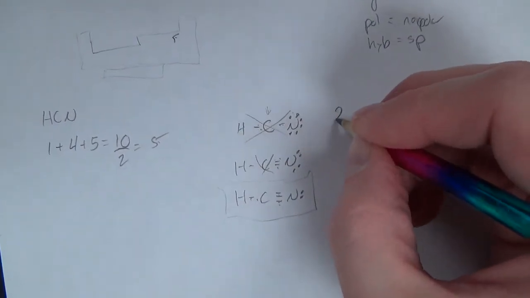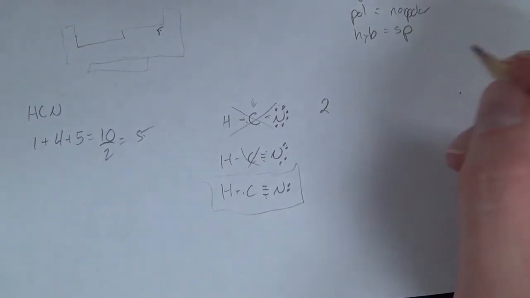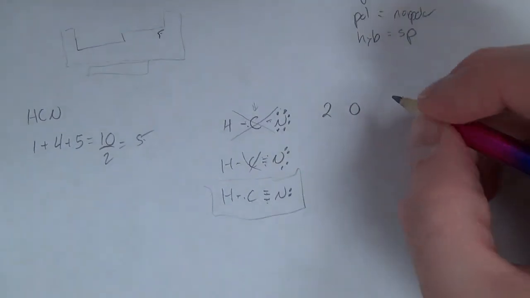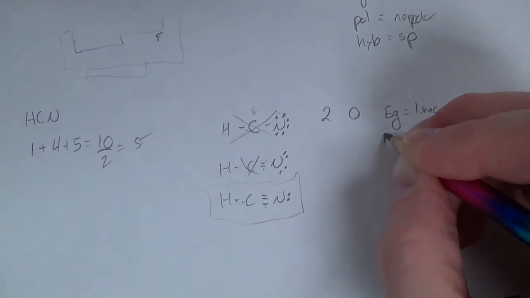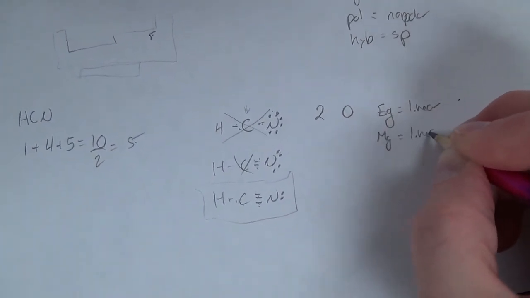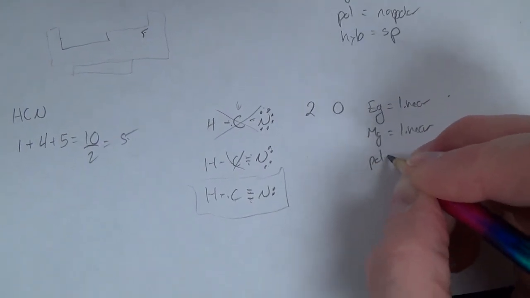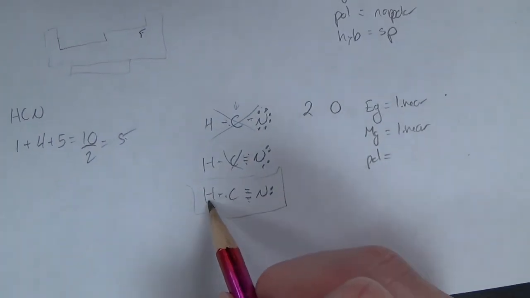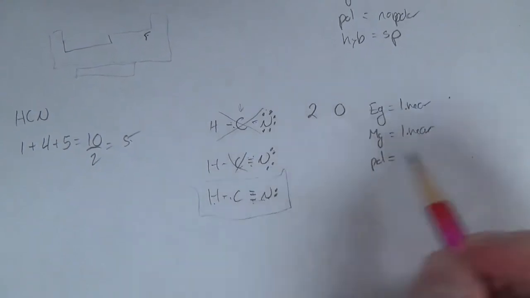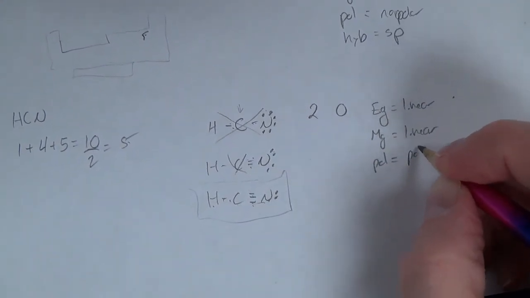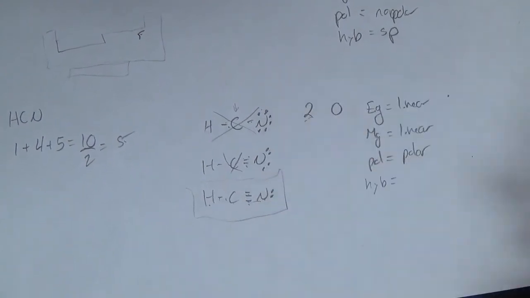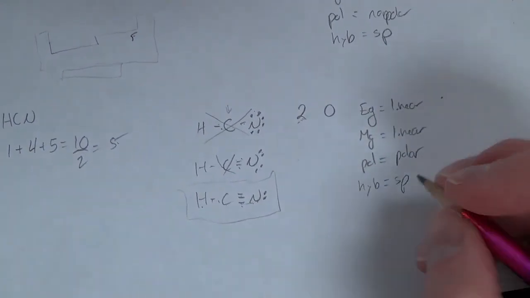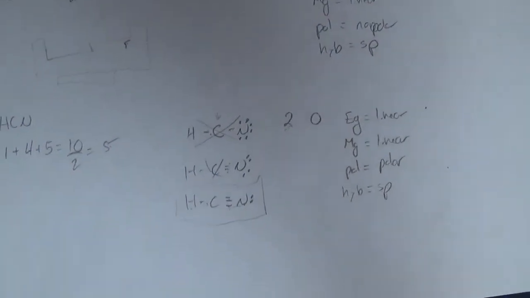Again, that's 2 areas of electrons around carbon, 0 lone pairs, and so we're going to have an electron geometry that is, again, linear, a molecular geometry that is linear. Polarization, well, hydrogen cannot balance out a nitrogen, so it is going to be polar. And hybridization, with 2 regions, it's going to need an sp. All right? So that's how to handle it when it has multiple bonds.